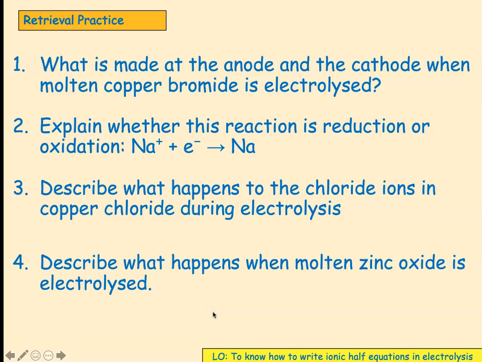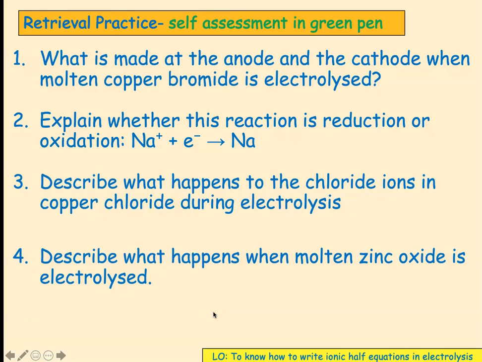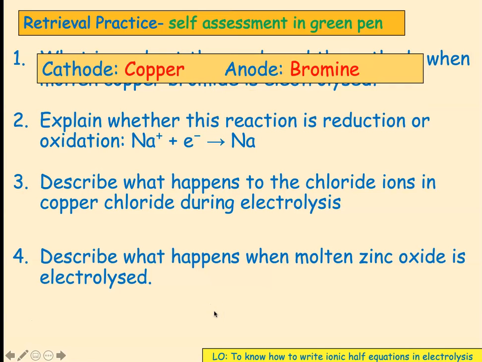Okay. Hopefully you didn't find those too difficult. Right, what is made at the anode and the cathode when molten copper bromide is electrolyzed? At the cathode, we're going to make copper because copper ions are positive and they're attracted to the negative cathode. At the anode, we're going to make bromine. Bromide ions are negative and they're attracted to the positive anode.